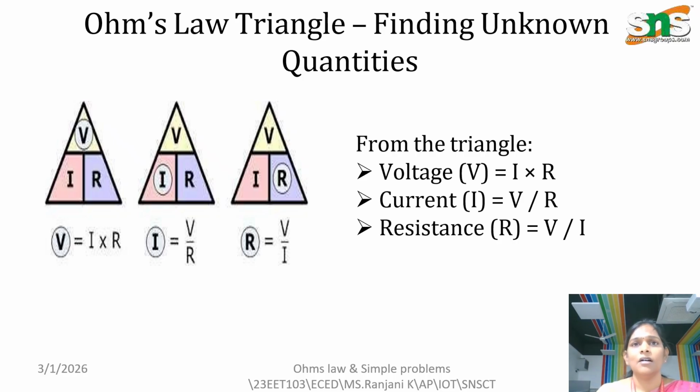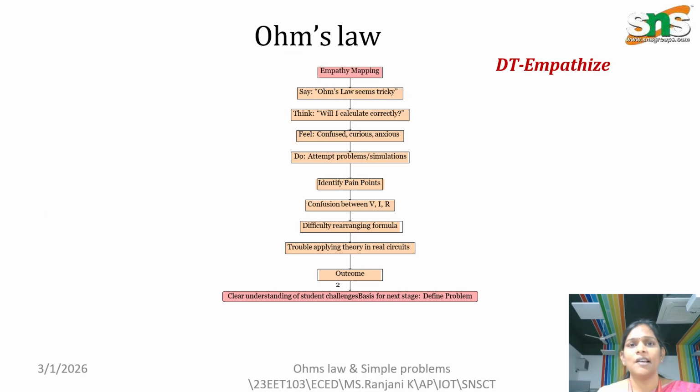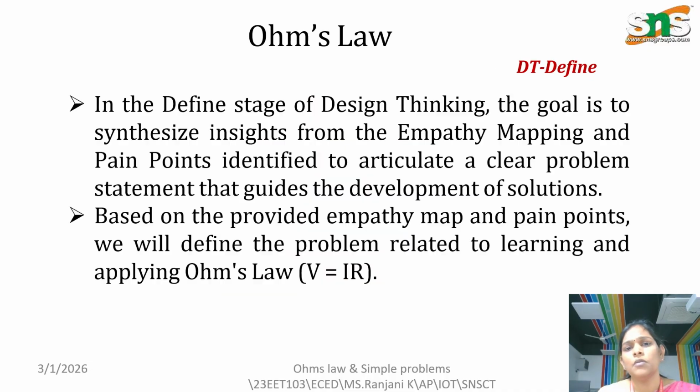Let us see an example, starting with some empathy. Many students get confused between voltage, current, and resistor, and are nervous about rearranging the formula and unsure while solving problems. This is completely normal. The key is practice and conceptual clarity. Once you understand what each quantity physically represents, formulas become easy. Let us solve some simple problems.